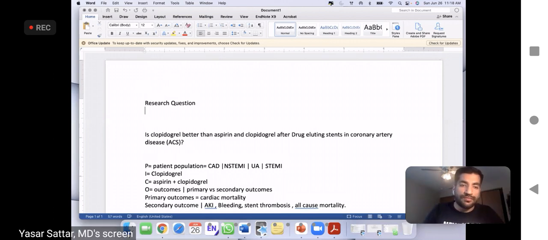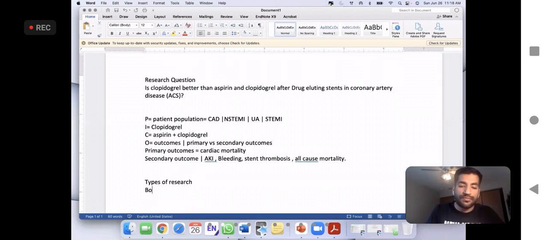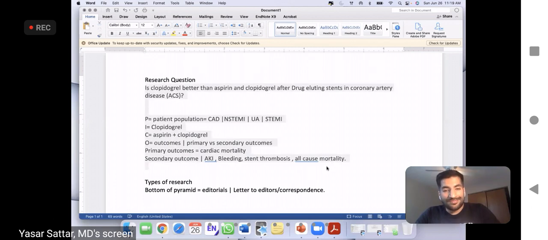Coming back to the types of research. So at the bottom of the pyramid, you have editorials, you have letters to the editor slash correspondence. Now, I did this study and I showed the result that clopidogrel is better than aspirin and clopidogrel in terms of cardiac mortality.